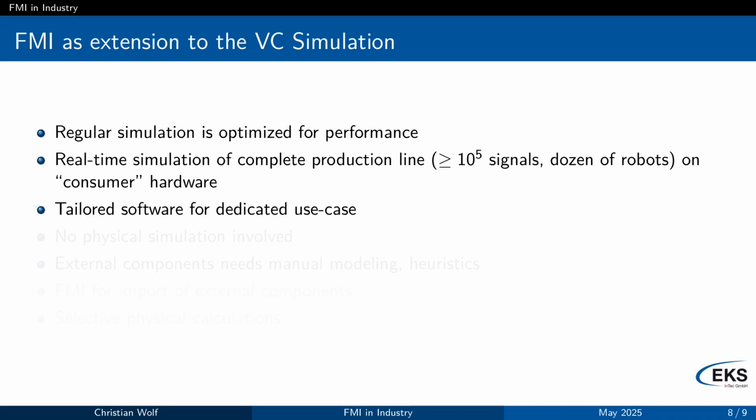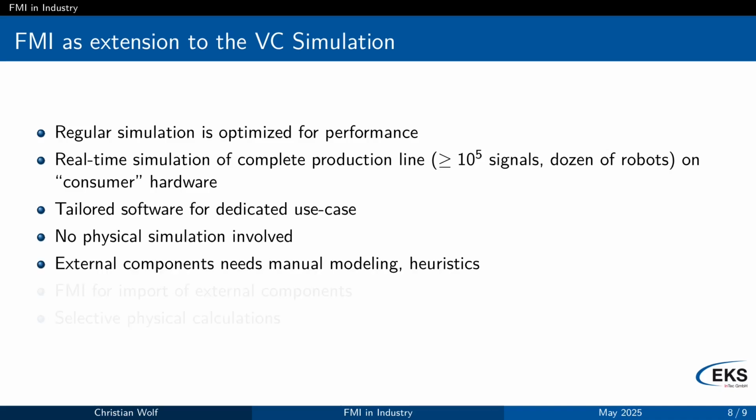And what we especially have dropped is physics. All physical simulation is out, and there is no option to do physics. We could add some components, but these components need manual modeling, and this is always heuristic, so this is not very useful. In the sense that if you really need physics, you have some sort of a problem.